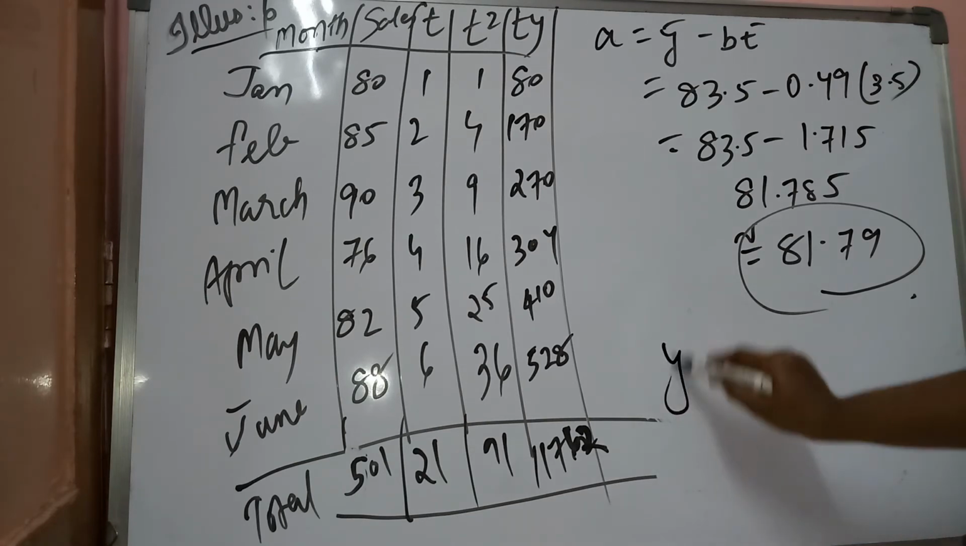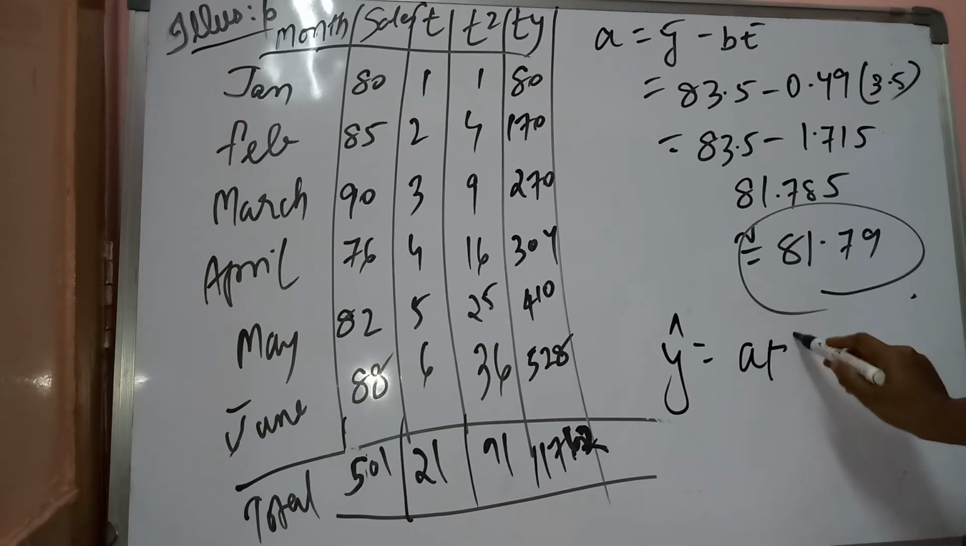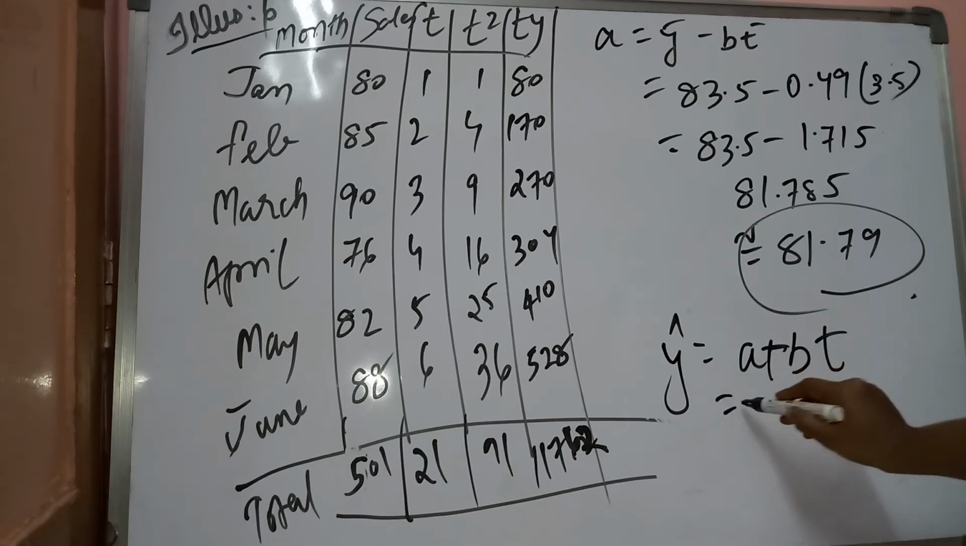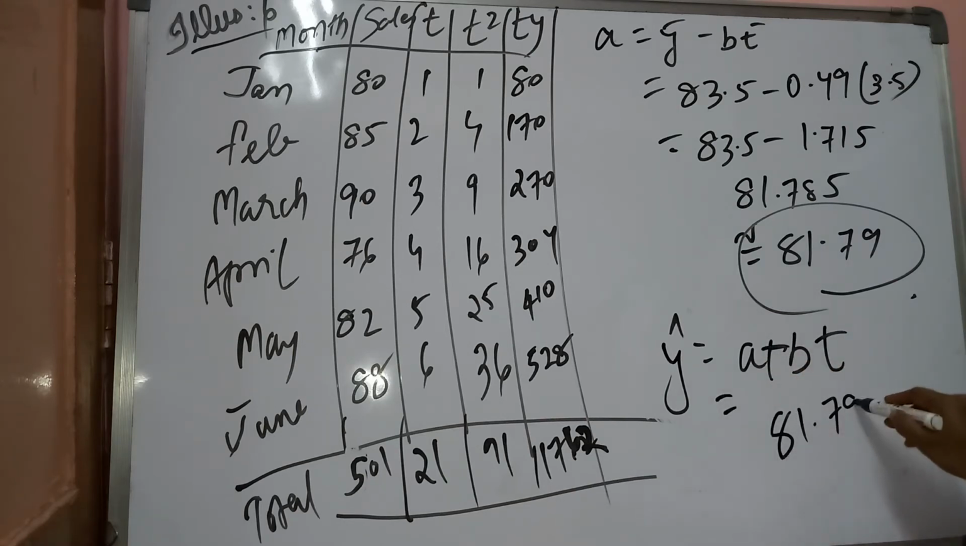So what is it? Y cap, right? So A plus B T. Now A is 81.79 plus B was your 0.49 T. This is your equation. Now look in the question whether the value of T is given to you. Fit a linear trend and show it graphically. Estimate the sale for the month of August using the equation obtained. So you have to find for the month of August.